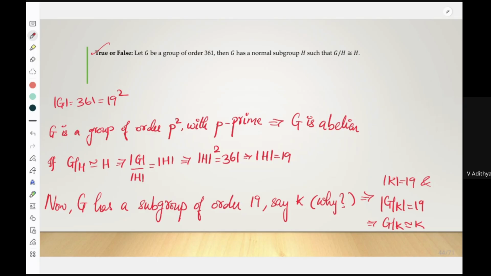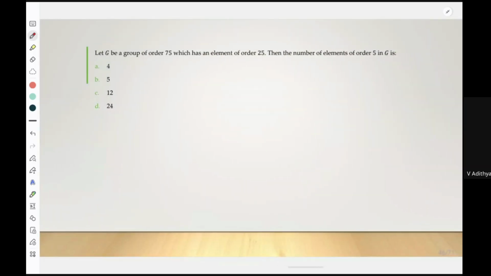Is this fine? Okay. Let G be a group of order 75, which has an element of order 25. Then the number of elements of order 5 in G is.